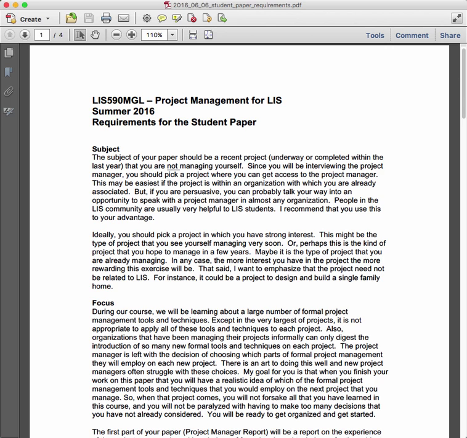So on your screen, you should be seeing the document that I've placed on the weekly schedule under requirements for the student paper. And what I want to do here is to walk you through that document and begin the discussion, which will be continuing in class.